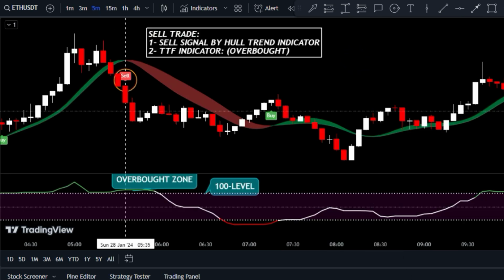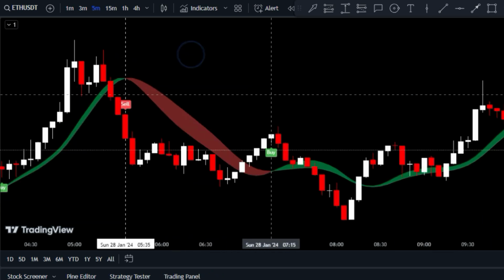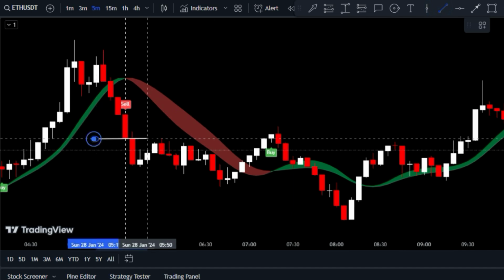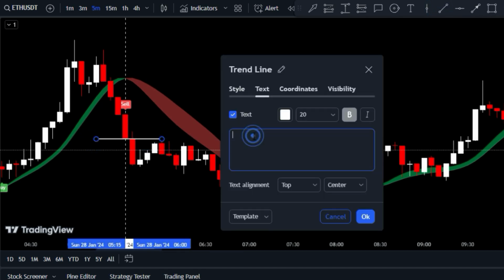So once both these conditions are satisfied, a sell signal from the Whole Trend and the TTF in the overbought area, you're in a good position to open a sell trade. This dual confirmation increases the likelihood of a successful trade.